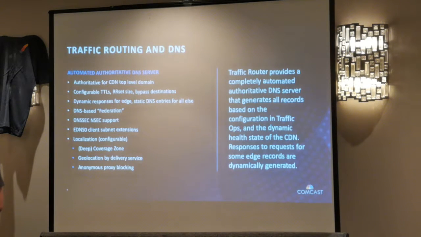And so what I mean by dynamic response is, when a request comes in for the routing name, which is the term that we use for the edge record, then Traffic Router looks at the state information that it has pulled from Traffic Monitor. Based on that, it will generate the RR set. So it may be different depending on what's going on with the CDN. And it does this all the time. Now, there is a little cache inside Traffic Router to slow the need for that down. So if we've already computed that DNS answer, we just pull it out of the cache.